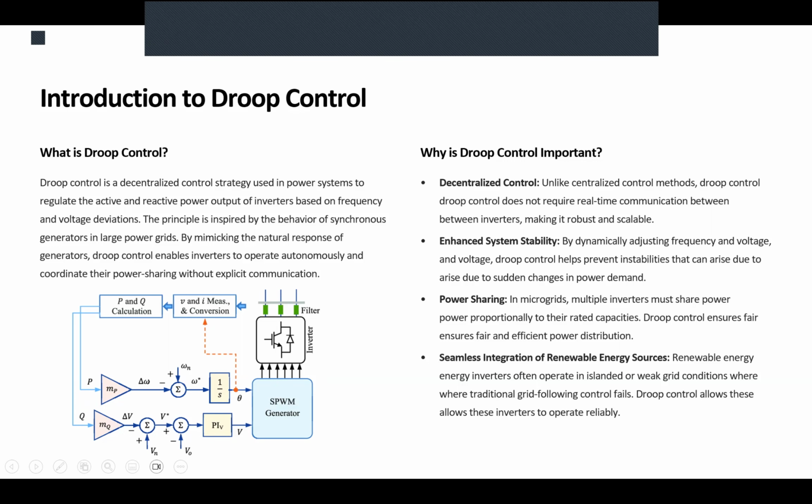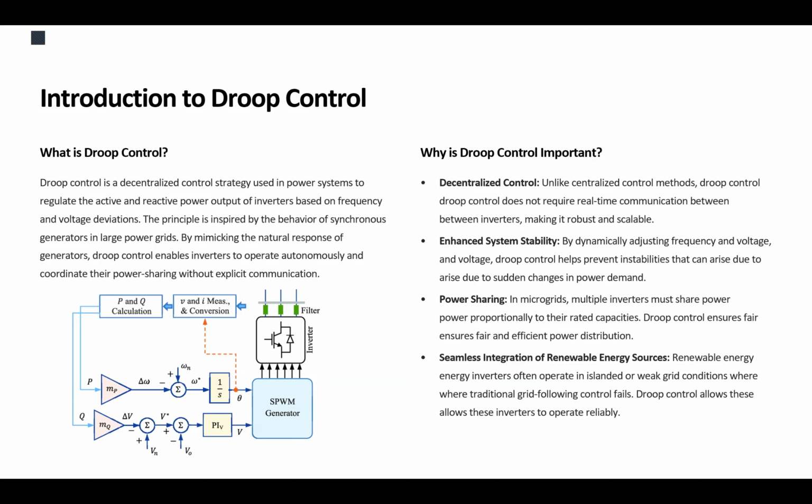So what they're doing for grid forming is borrowing the same control strategy that they use for rotary machines, in order to make the inverters work as grid forming inverters instead of grid following inverters. Now, why is droop control important?